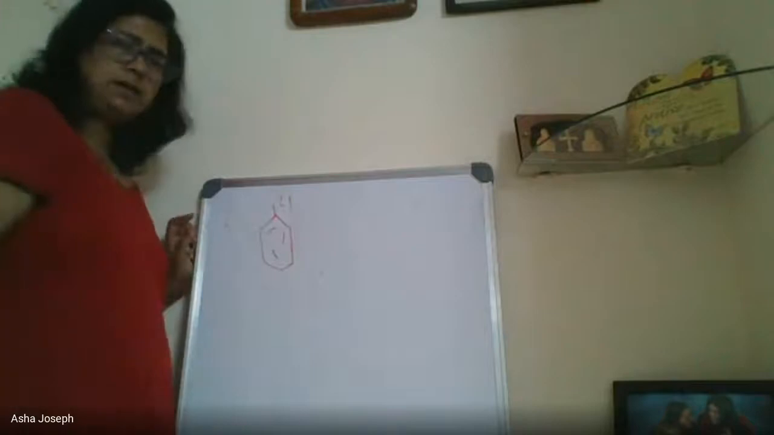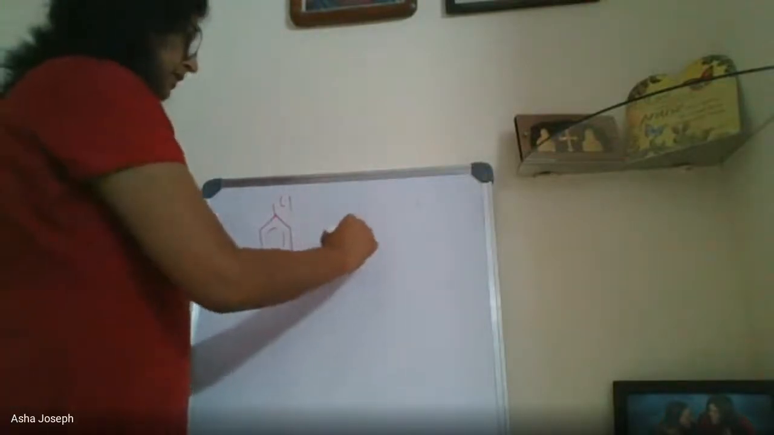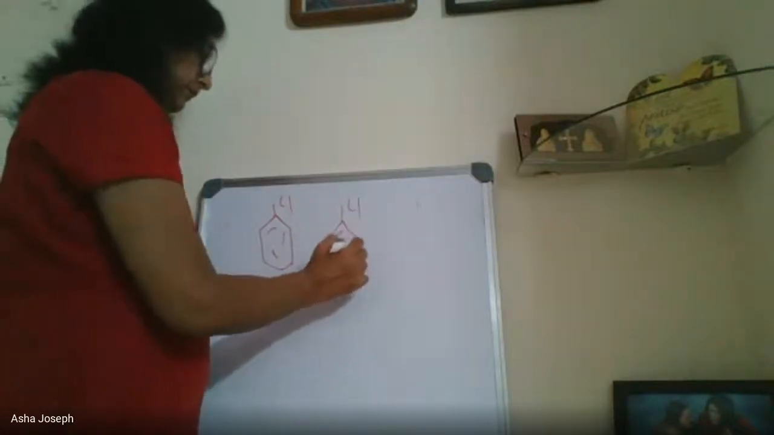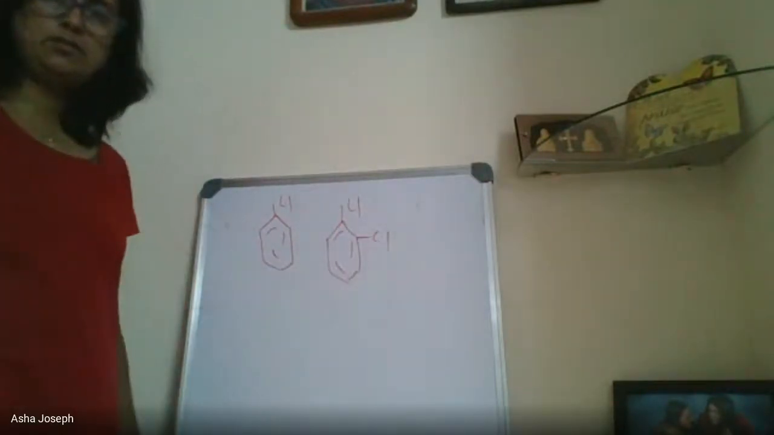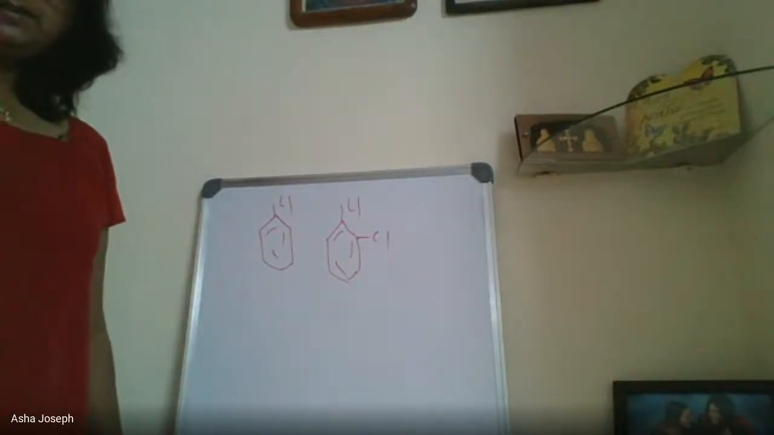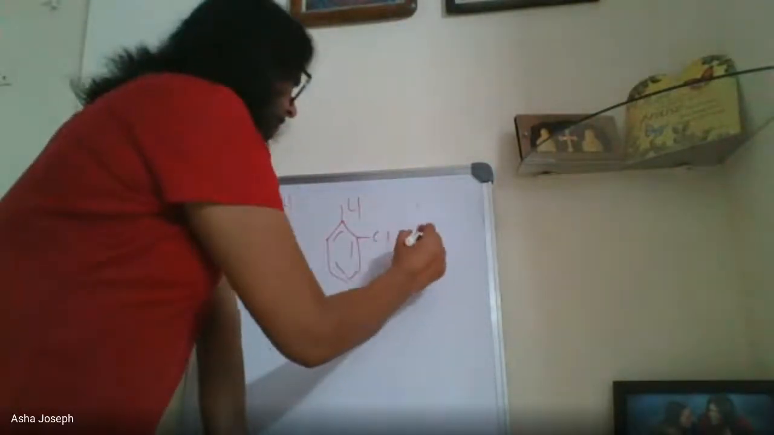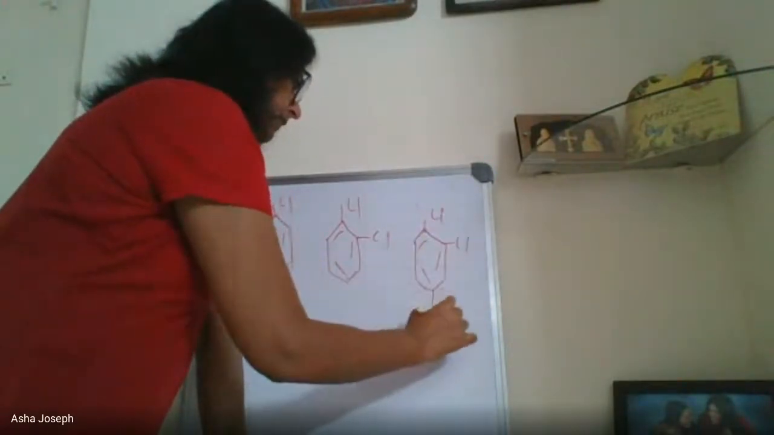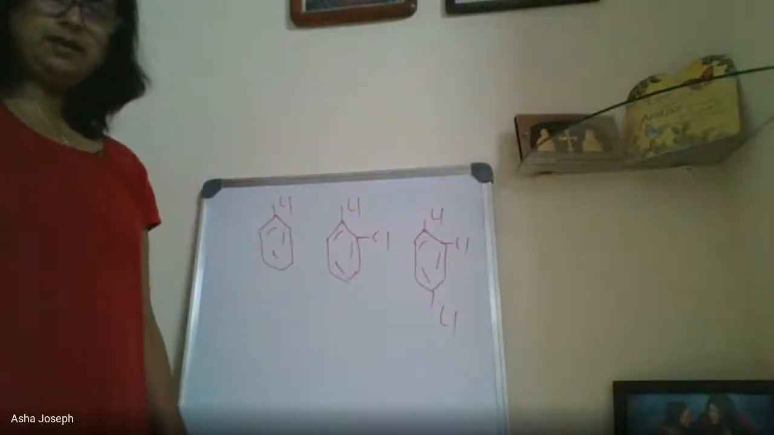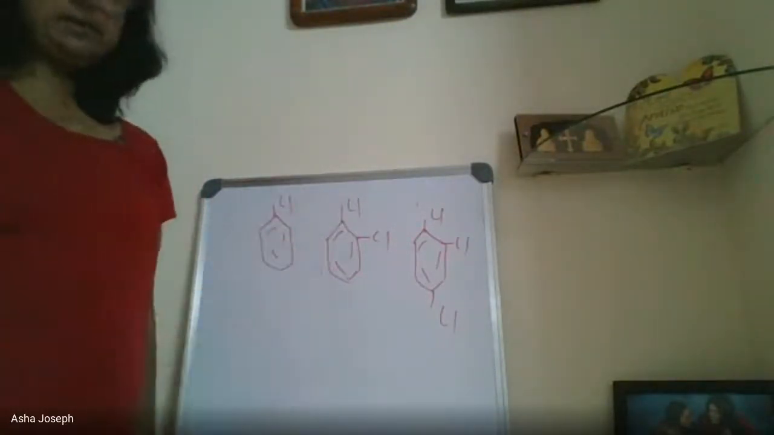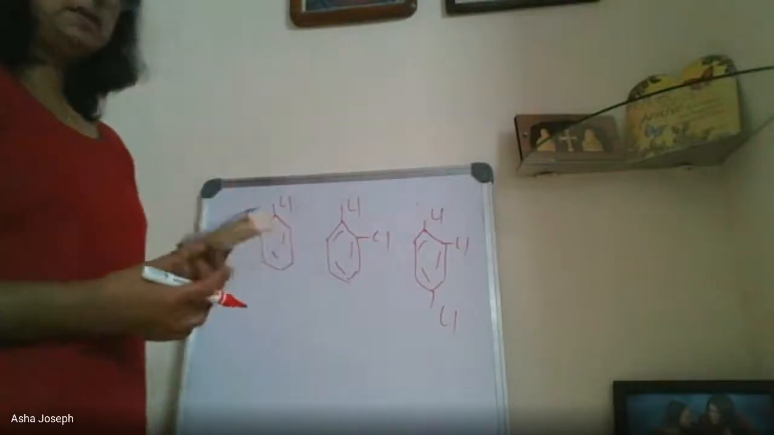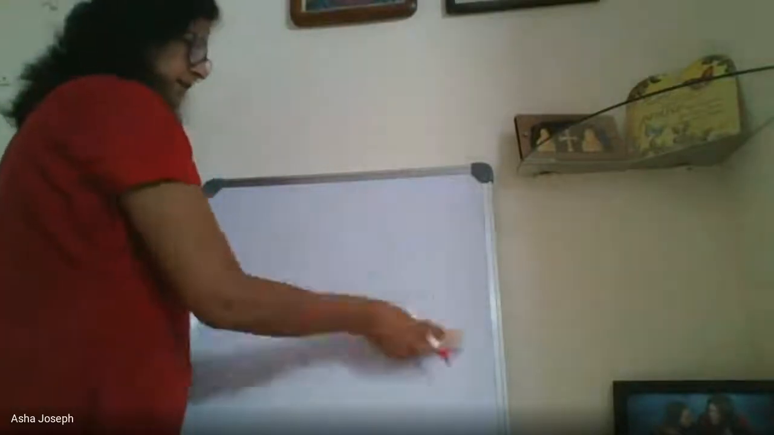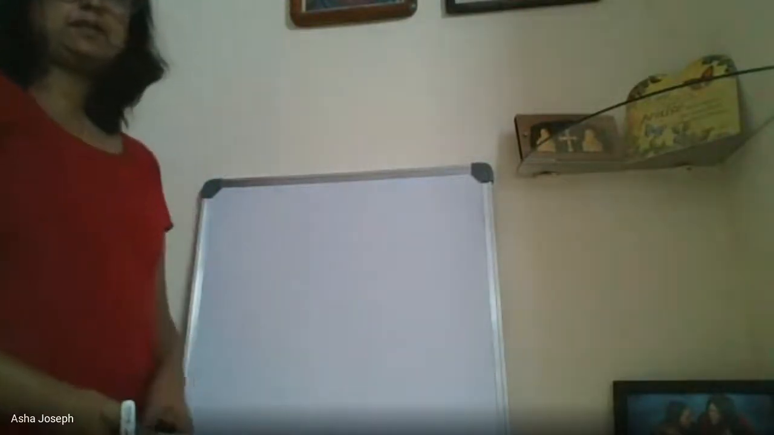This is chlorobenzene, one chlorine, and this is dichlorobenzene, isn't it? And you can say trichlorobenzene. So this way, based on the number of halogen atoms, this is anyway easy. You see the number of halogen atoms, you can classify. Now the next one, questions are coming.